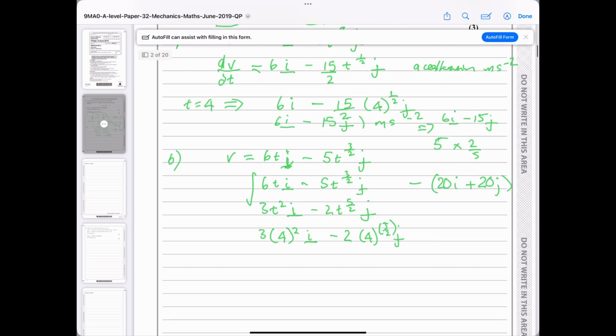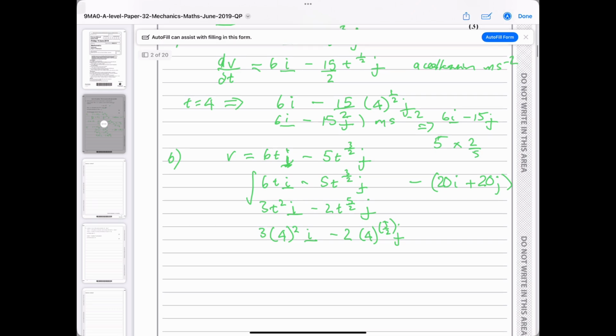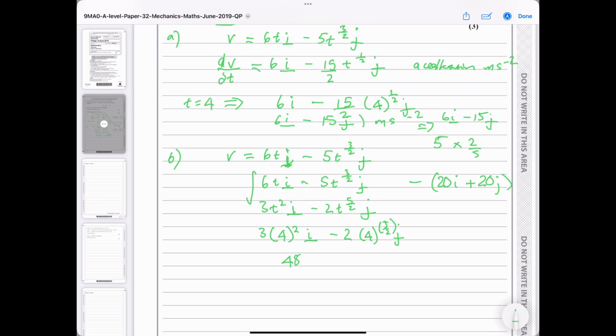So that's 48i is the answer to that. And this one is going to be minus 64. So 4 to the half is 2, 2 to the 5 is 32, so that's 64j.